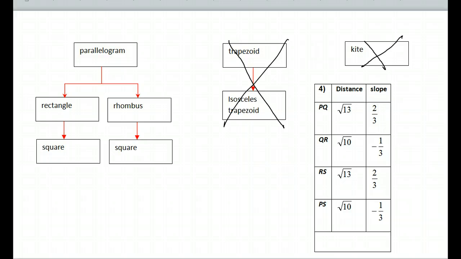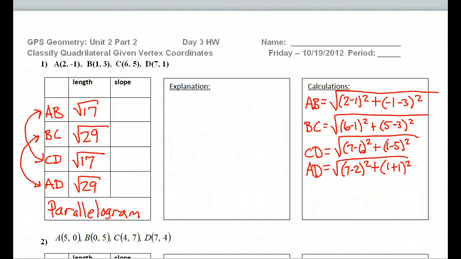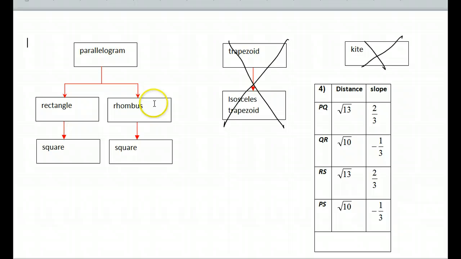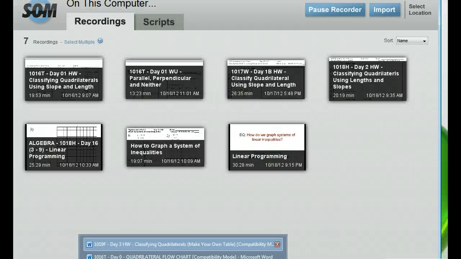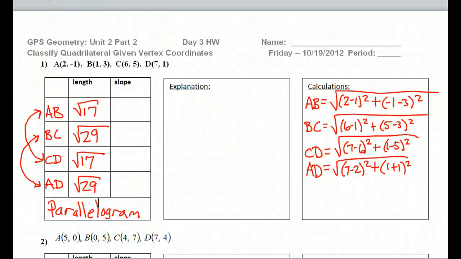Is it possible that this is a rhombus? Alright, is there any way this could be a rhombus? No, there's no way this could be a rhombus either, because a rhombus has 4 congruent sides. And this, the sides are different, so it's not a rhombus. But it could be a rectangle, and I won't know whether it's just a parallelogram or whether it's more specifically a rectangle until I get the slopes. So that's why I have to go ahead and do the slopes now.